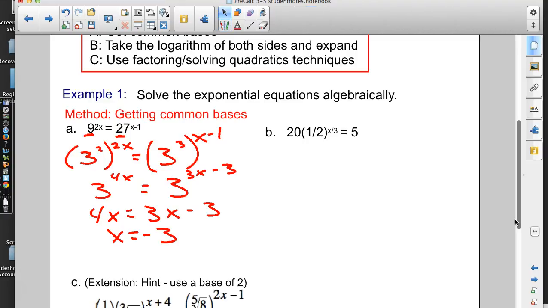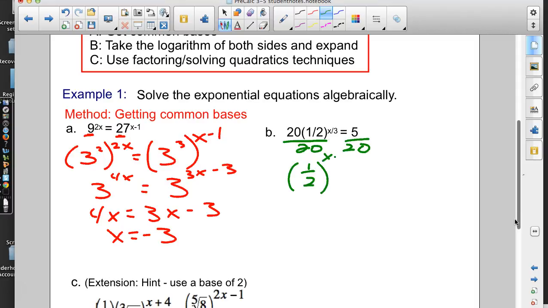Then for B. B looks complicated. So one way to uncomplicate it is to say, I've already got a fraction over here. I'm going to go ahead and divide both sides by 20 and see what I really have.